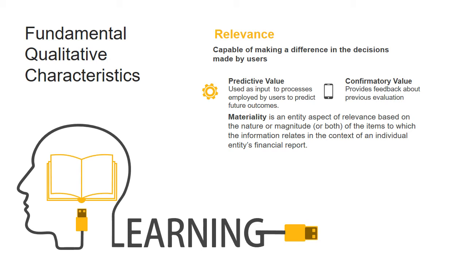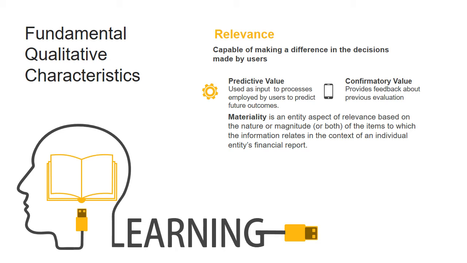Confirmatory value. Pag sinabing confirmatory value, it provides feedback about previous evaluation. So, from the word confirmatory, kino-confirm nyo yung past evaluation or yung previous evaluation. For example, dun sa revenue, dun sa income. For example, meron ng past evaluation, past prediction ng revenue for the past years, kino-confirm ng income ngayon na year, ng actual income, kung tama ba yung prediction last year, or that the result of those comparisons can help them to improve their processes in predicting or in forecasting financial information.